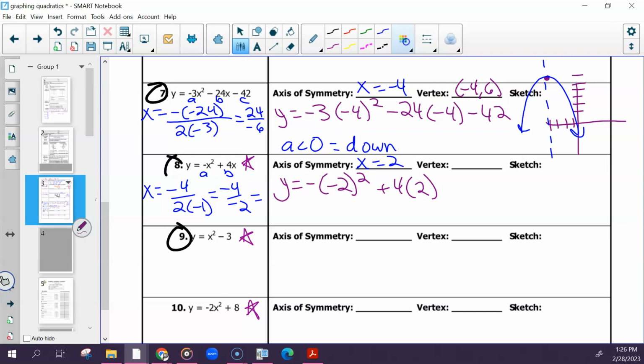Be careful with your negatives, because there will be a negative. This wasn't supposed to be negative. Yeah, this should just be positive. So this would be negative 4 plus 8, or just 4. So your vertex would be 2, 4.